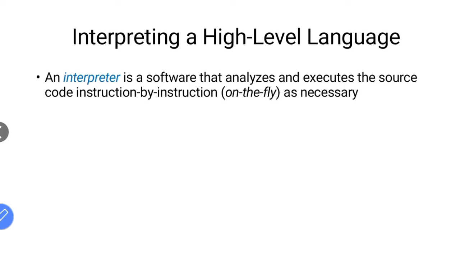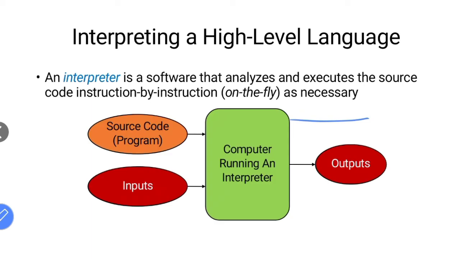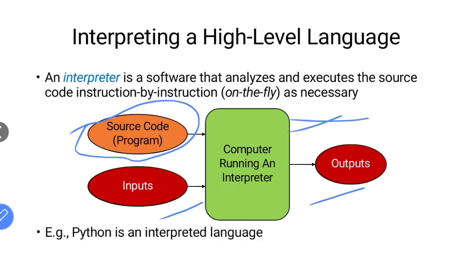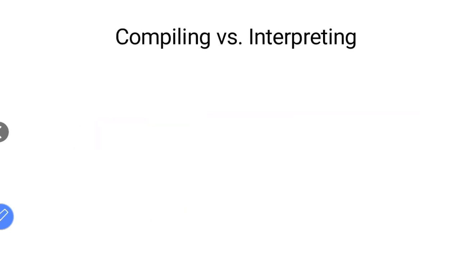Now come to the interpreter. An interpreter is a software that analyzes and executes the source code instruction by instruction. That means line by line, on the fly. That means at runtime, as necessary. So now see that if you have a program, just like Python is an interpreted language, the source code comes to the computer and it runs line by line, takes input and provides output. Now Python is an interpreted language.